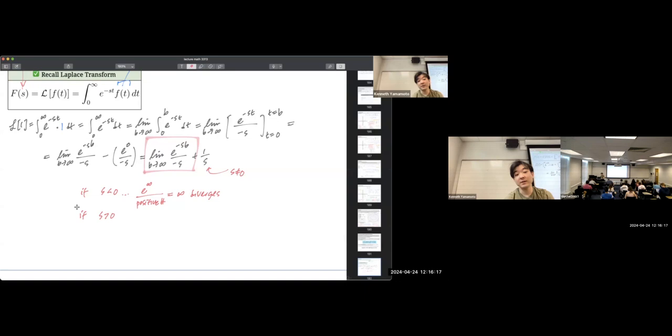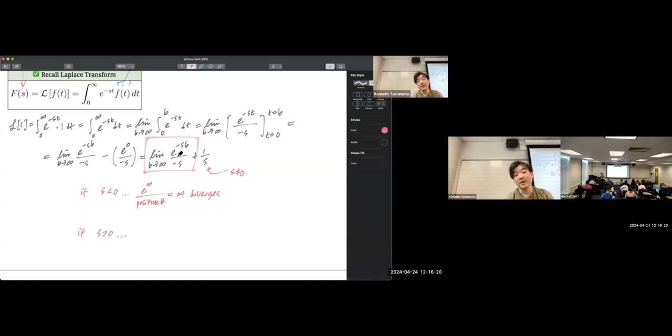What about if s is greater than 0? Then you're going to have e raised to some positive s times infinity, with the negative sign, so it's e to the negative infinity, which is just the opposite. The bottom is negative s, which is some negative number. But this is fine, because e raised to negative infinity is really, really small, and dividing by some negative number isn't going to have any issues. So the limit exists, and not only does it exist, it's going to equal 0.